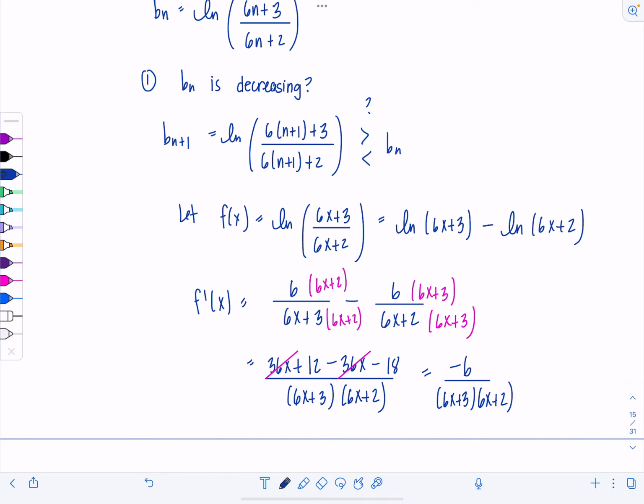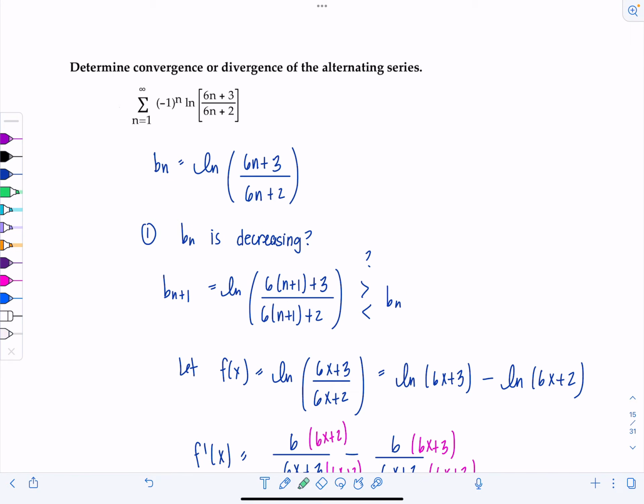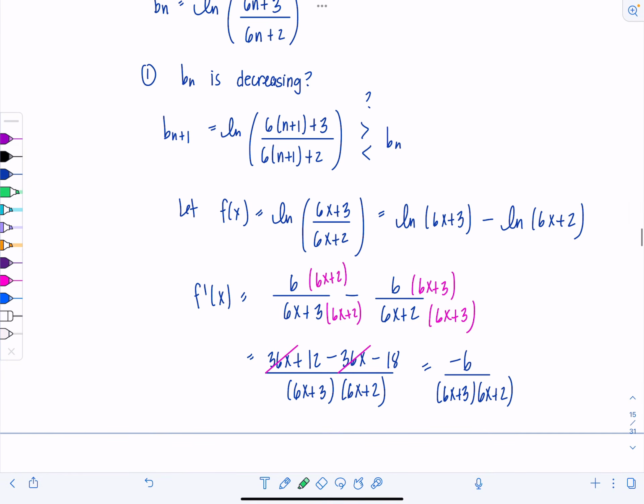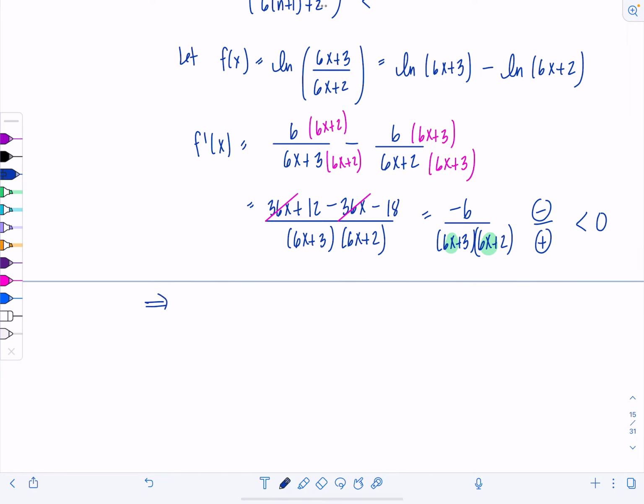And now remember, we're only plugging in values for x that correspond with the original series where n varies from 1 to infinity. So these x's are only going to go from 1 to infinity. So I can tell the denominator is always positive, and then the numerator's negative. So the derivative is less than 0. What do we know if the derivative's less than 0? That means f is decreasing.